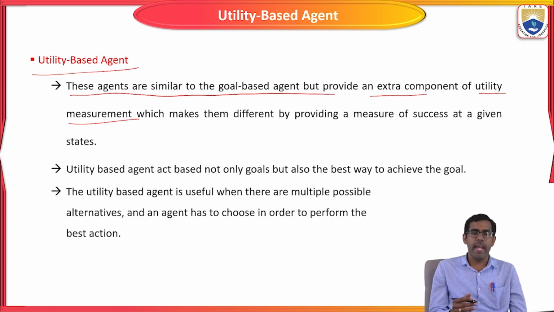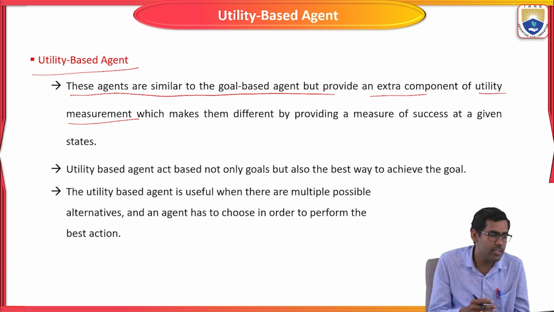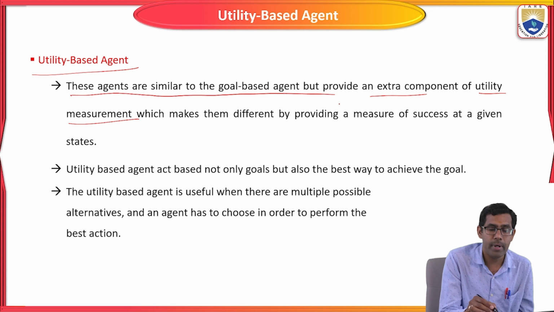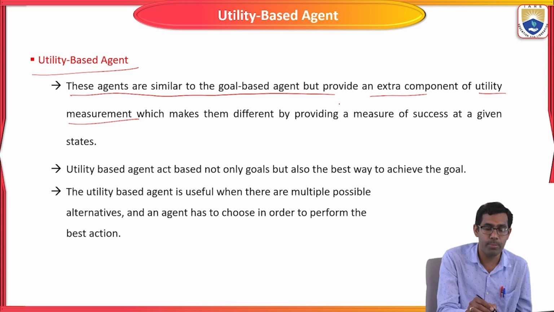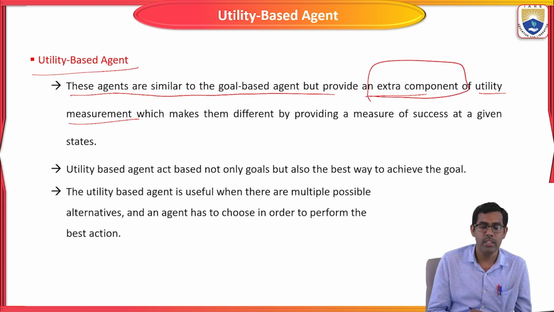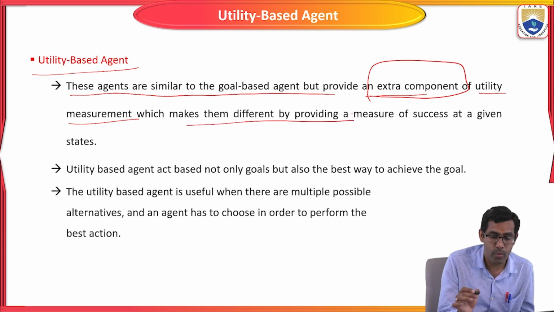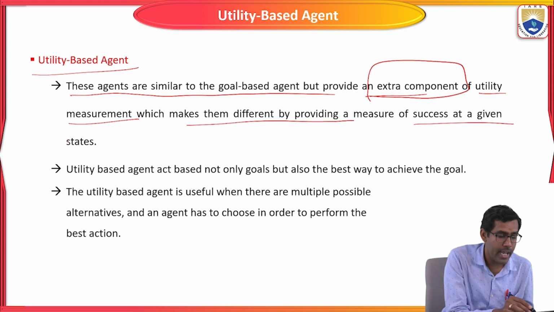If the agent chooses some goals, alternatively it will have some goals, and alternatively it will take some decision, right? So that is the utility based agent. The agent is similar to the goal based agent, but it provides some extra component to the agent, which makes it different by providing a measure of the success at a given state.